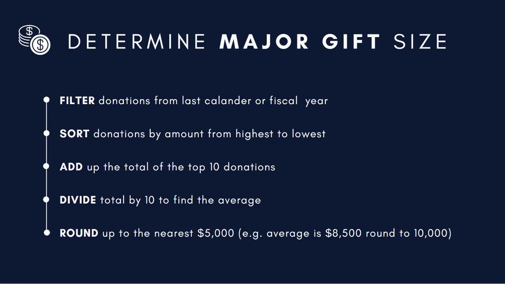Add up the top 10 donation amounts and divide by 10 to find the average amount. Take this total and round to the nearest $5,000 amount. For example, if your average comes out to $8,500, you'll want to round to $10,000. This becomes the amount someone would have to donate to qualify as a major donor. What I'll show you in a bit is that this amount can actually be entered into KIT, so the system can filter out major donors and identify major donor prospects.